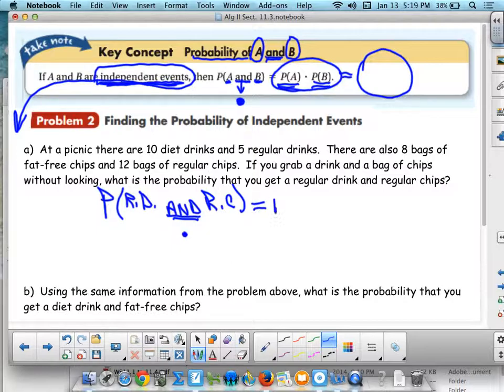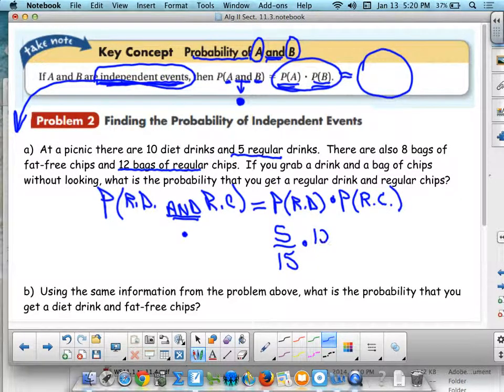Okay, what's the probability of picking at random a regular drink? Well, there are 5 regular drinks out of a total of how many drinks? 15. Now 5/15 times the probability of getting a regular bag of chips. Well, how many regular bags of chips do we have? There are 12 bags of regular chips. So that's 12 out of a total of 20. Now, this probability times this probability is going to be your answer.